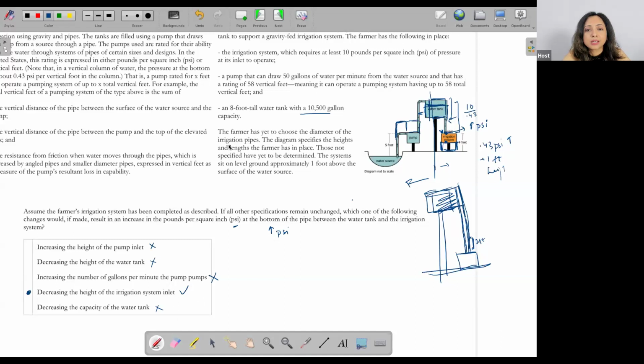Decreasing the height of the water tank effect. Yes, decreasing the height of the water tank is going to affect, but then we're not looking at what is going to affect. We're looking at what is going to increase the pressure. Decreasing the height of the water tank is going to decrease the pressure at the inlet of the irrigation system. As we said, if I bring this water tank down over here, then the water pressure is going to be lower, because the water column height is lower. But my question asks me to increase the pressure at the inlet. My question says the PSI should increase, not decrease.